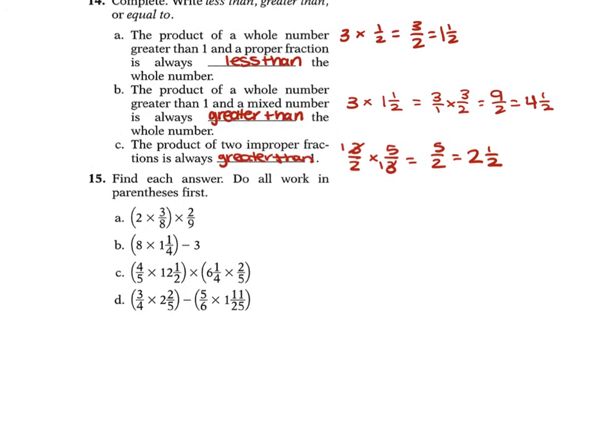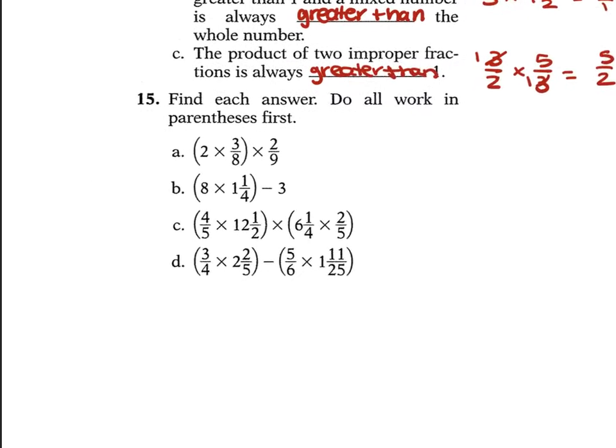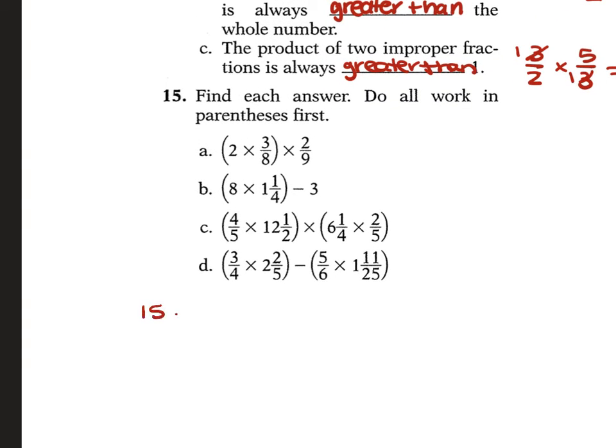For 15, it asks us to find each answer. Do all work in parentheses first. So think order of operations here. So parentheses, exponents, multiplication, then division, then adding and subtracting. So parentheses first. For A, we have 2 times 3 eighths times 2 ninths. 15A, 2 times 3 eighths times 2 ninths.